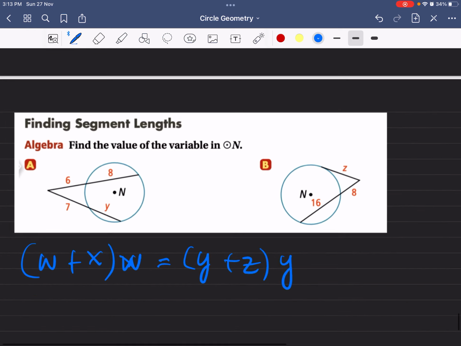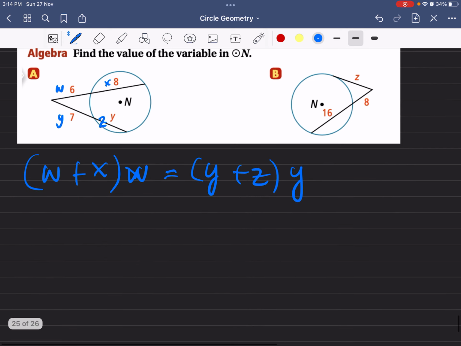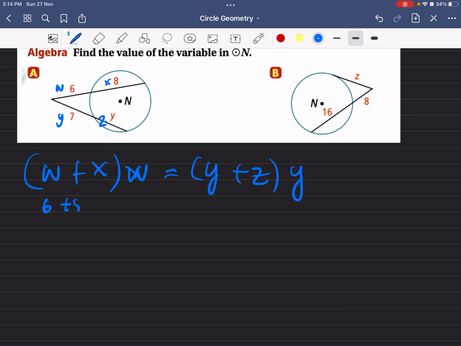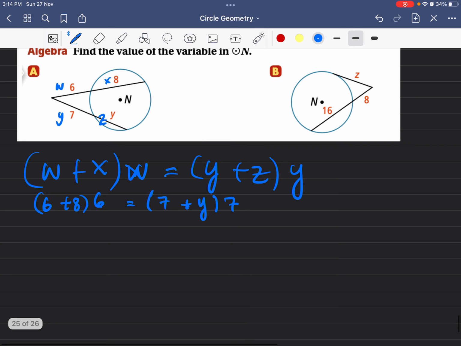Okay, so let's label our numbers here. Our W here is going to be this one, and this is going to be your X. This is going to be your Y, and this is going to be your Z. Okay, so let's go with it. Our W first is 6. So 6 plus 8 multiplied by 6 is equal to 7 plus Y multiplied by 7. Do we know the Y? We don't know this part.